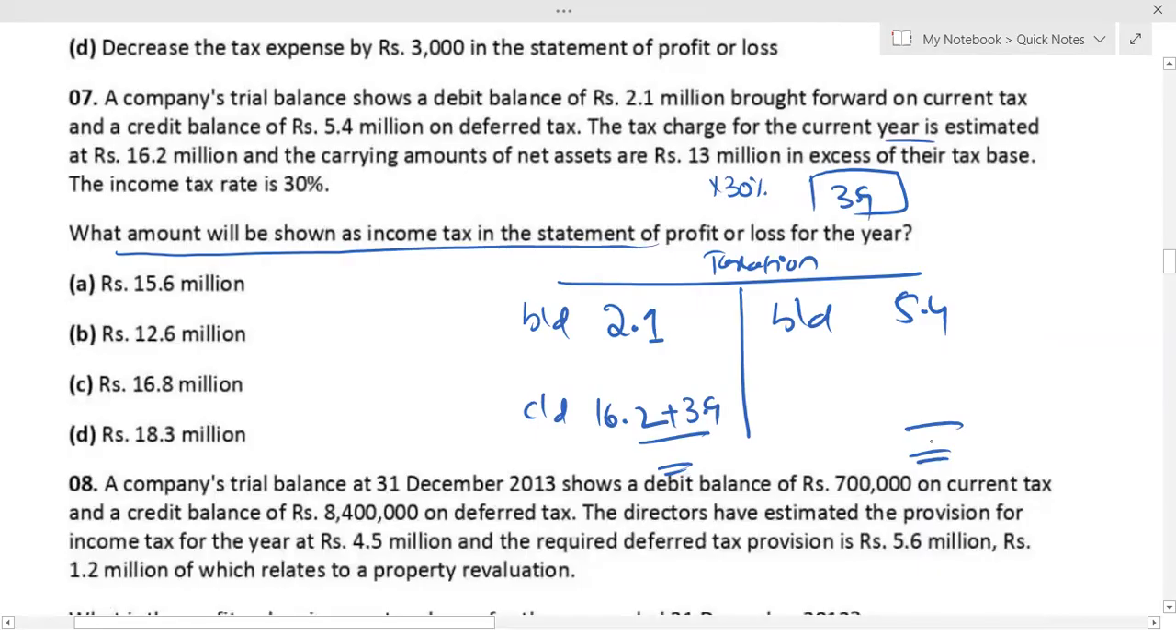2.1 plus 16.2 plus 3.9. I'm getting 22.2. It has to be here 22.2. Minus 5.4 gives 16.8. This is your income tax expense, which goes to P&L. Income tax expense, and that goes to P&L.